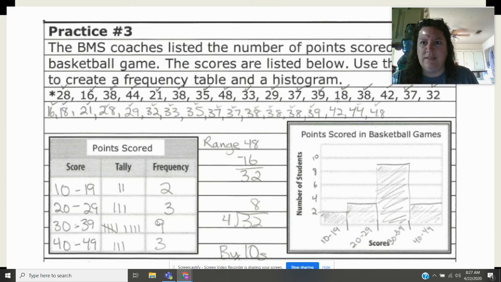See how important it is to have them listed from least to greatest? It just makes your life so much easier when you're trying to fill in your tally chart.